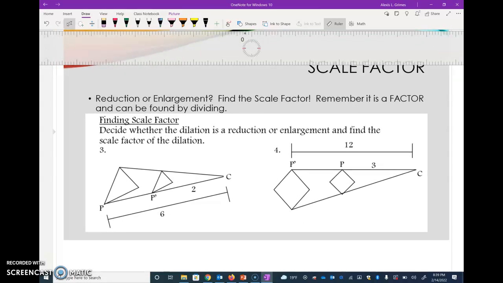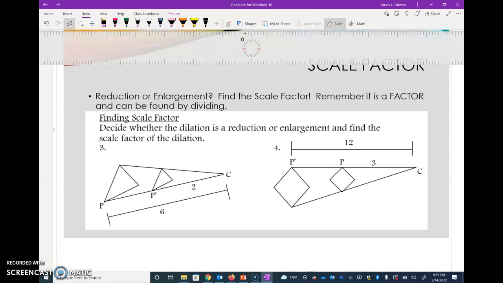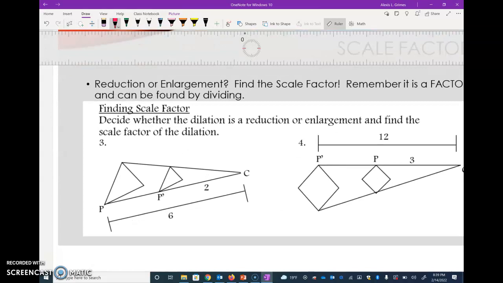So these ones we're going to tell reduction or enlargement again, and then we're going to find the scale factor. Remember, scale factor is a factor and can be found by dividing. So this says decide whether it's a reduction or enlargement and find the scale factor. So first looking at this one, I see this one says P, and this one over here says P prime. So we see our original and our new one. Then I see we have some numbers in here. We have 6 and 2. And remember, this C is the center of the dilation.